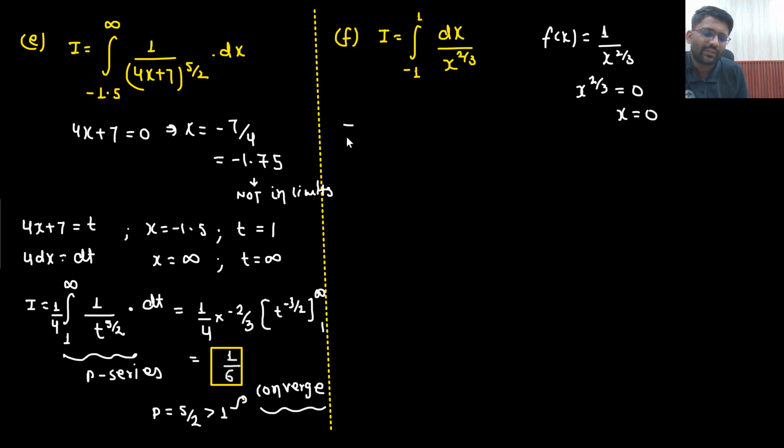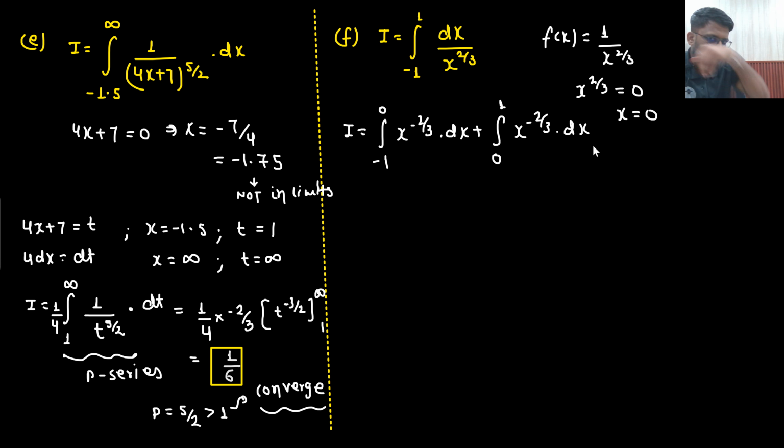So break down this limit from minus 1 to 0, 1 by x to the power 2 by 3, or you can write x to the power minus 2 by 3 dx, plus the integral from 0 to 1 of x to the power minus 2 by 3 dx, right? So add 1 here, x to the power 1 by 3, multiplied by 3, going from minus 1 to 0.